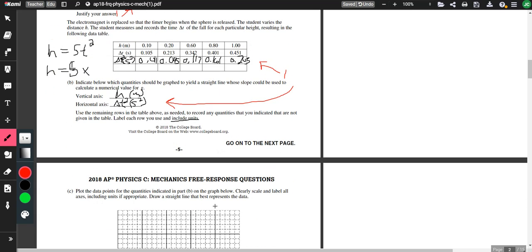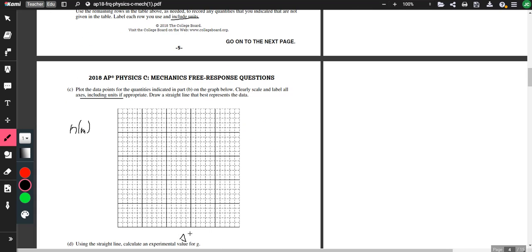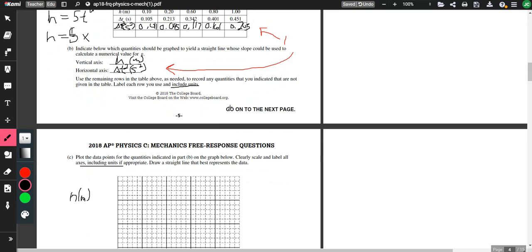All right, part C. So we're going to end up plotting this stuff onto the graph. So we'll have to include units. Make sure that you read the questions. So this will be h, meters. This will be delta t squared, seconds squared. Let's see, the time is going to go all the way up to about 0.2.